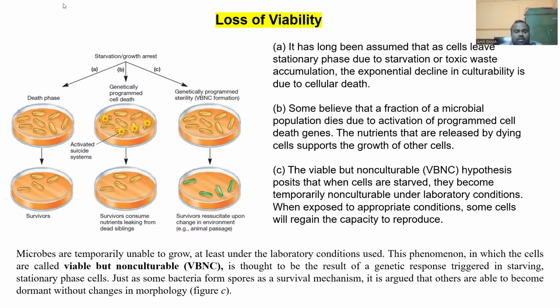And number three is genetically programmed sterility, which in short is called VBNC, that is, viable but not culturable. So what is the hypothesis of VBNC? The viable but not culturable hypothesis points out that when cells are starved, they become temporarily non-culturable under laboratory conditions. When exposed to appropriate conditions, some cells will retain the capacity to reproduce.